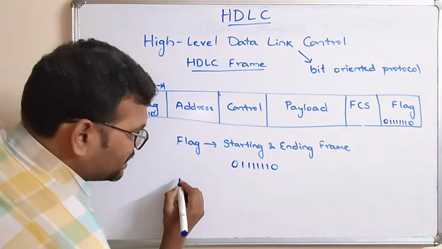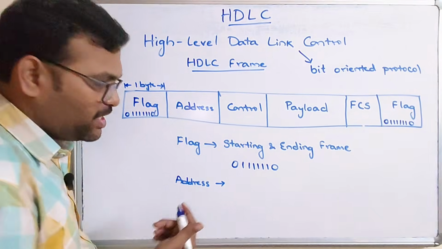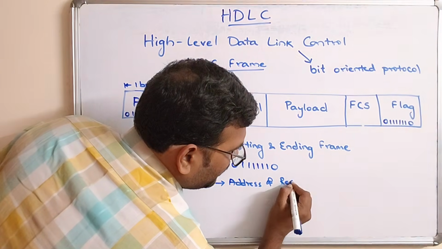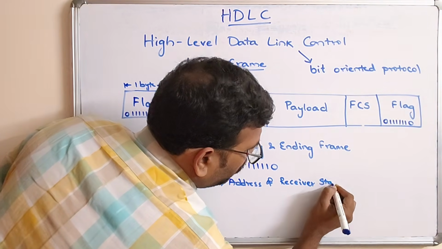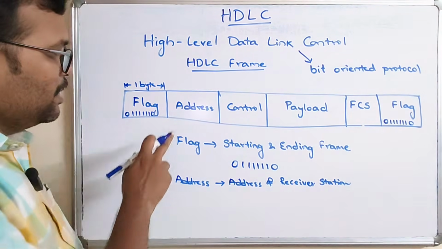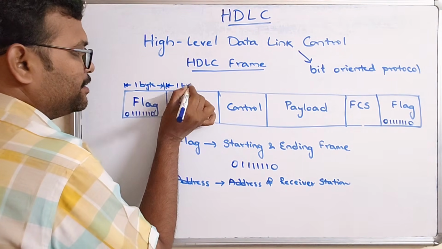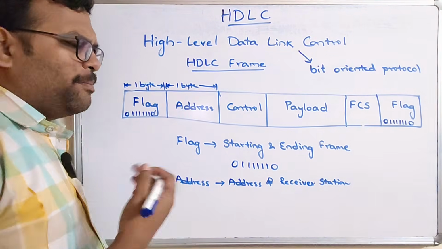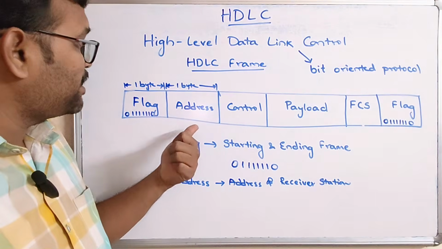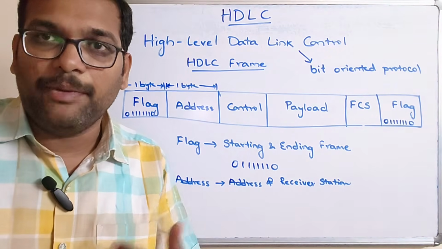Coming to the address, the name itself indicates it is the address of the receiver station, or host, whatever it may be, the receiver to which we are sending. The address is also represented with 1 byte. Sometimes it can be a multiple of 8 bits. It usually represents 8 bits, so 1 byte means 8 bits, and sometimes a multiple of 8 bits also.